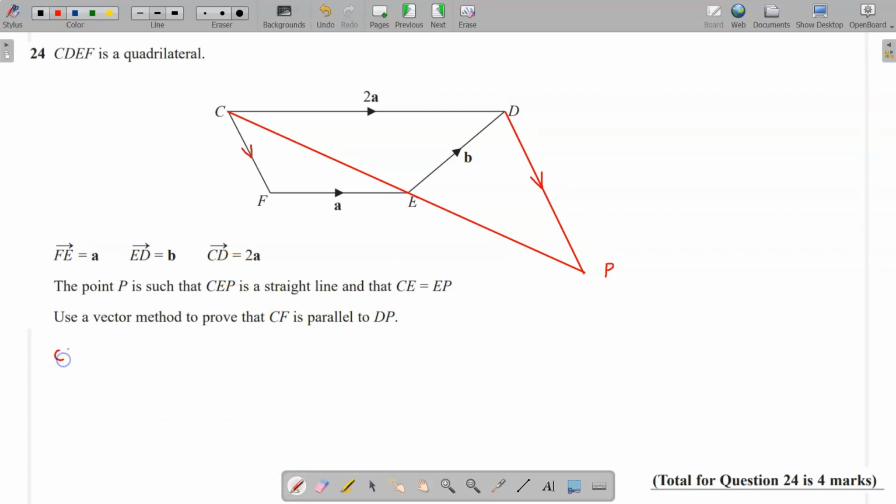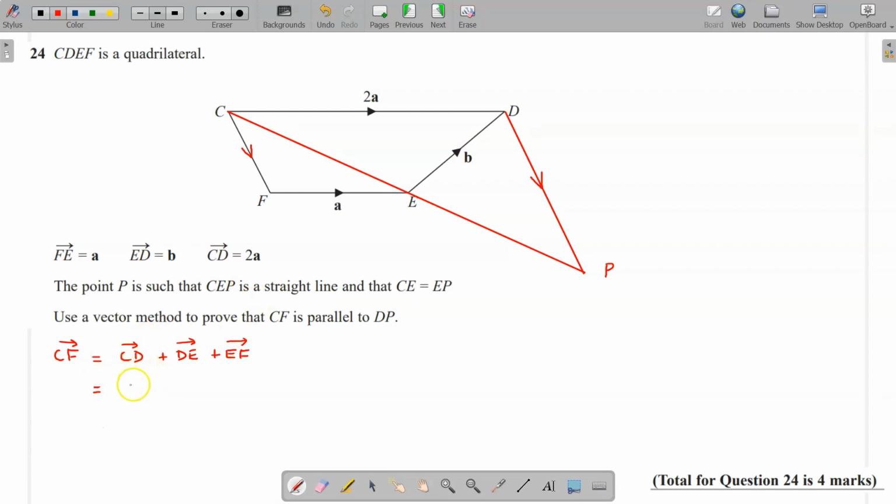So the vector CF, now that can be obtained by doing CD, so I would tend to write it like this: CD plus DE, plus EF. So it's three vectors that I know already in terms of A and B. Adding them together will get me from C to F. Now I'll write those in terms of A and B.